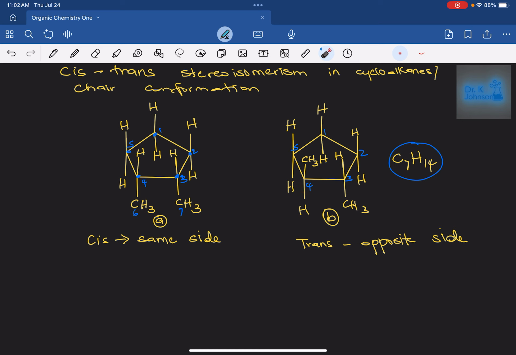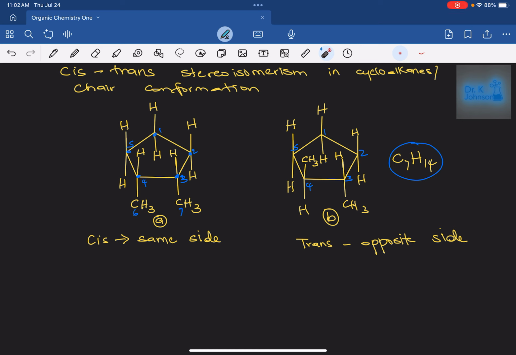So these are two stereoisomers. Same molecular formula, connectivity is the same all around. The difference is in the orientation of the H and the CH3 at carbon number 4. So yes, they are stereoisomers.